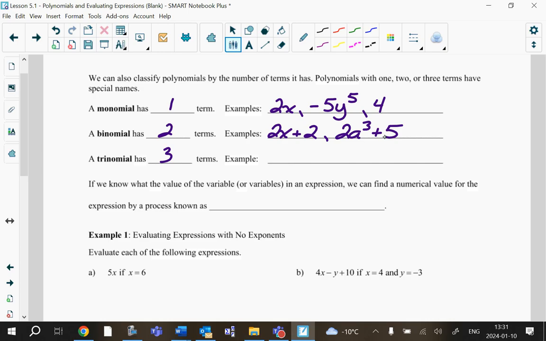Somebody want to give me an example of a trinomial? Give me a term. Anything. Whatever comes to your head first. Quick! Plus 2a. Sure. And then plus 8. Remember, we can have minus signs too. So we could have, say, 7x minus 2y plus 1z. That would be another example of a trinomial.